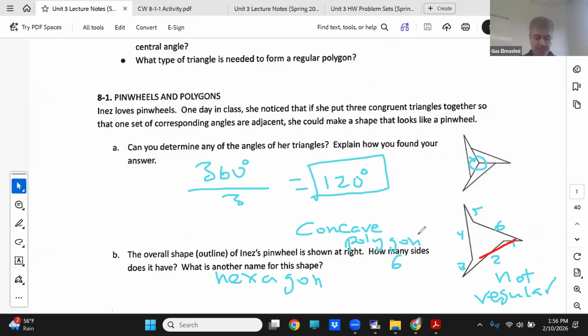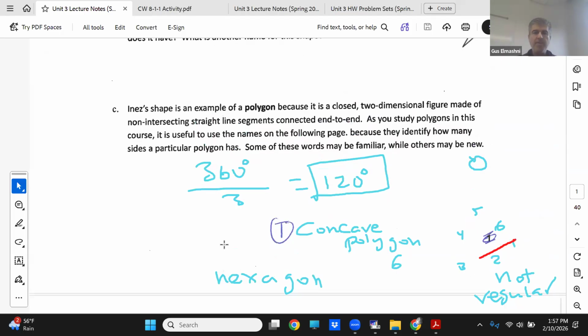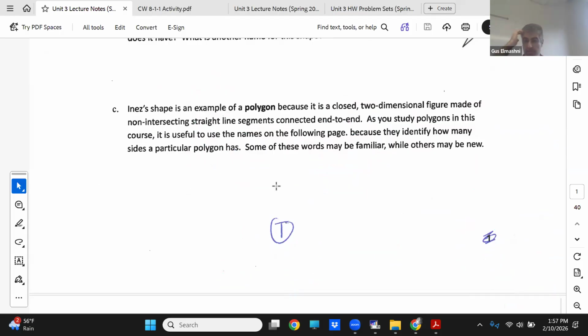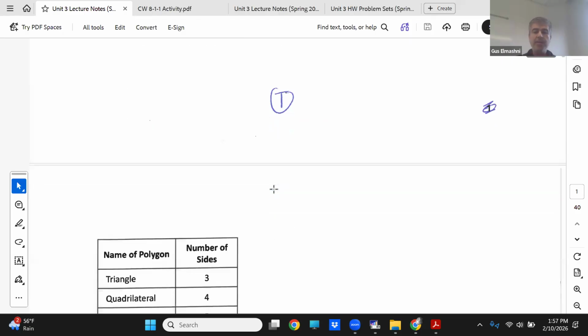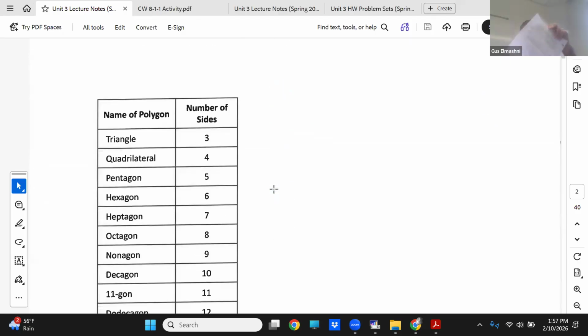All right, so now let's move on to part C. Inez's shape is an example of a polygon because it's a closed two-dimensional figure made of non-intersecting straight line segments connected end to end. As you study polygons in this course, it's useful to use the names on the following page. We'll do it right now because we need to identify how many sides a particular polygon has. Some of these words may be familiar, others may be new. So here it is. Let's turn the page, guys.